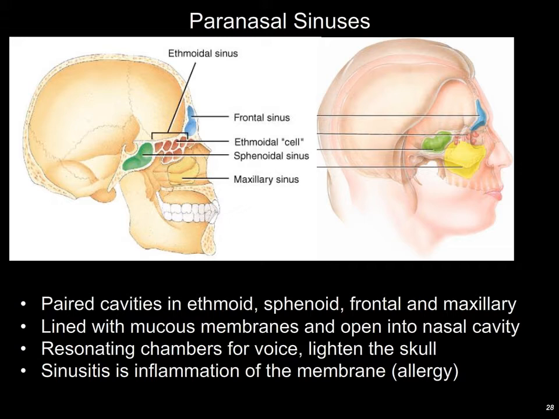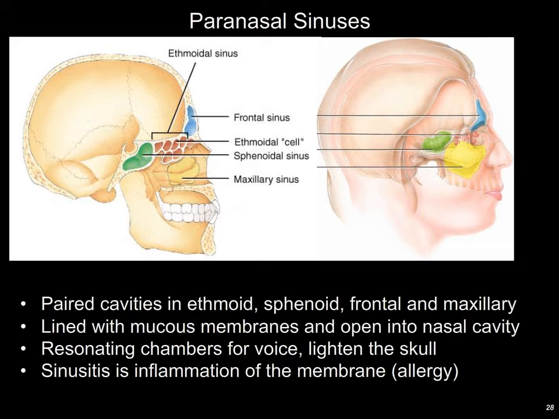Okay, before we leave the cranial and facial bones, we should briefly mention sinuses. Sinuses are basically hollow cavities within bone, and we find them within the ethmoid bone, the sphenoid bone, frontal bone, and also maxillary bones. And so these are cavities that are lined with mucous membranes and open into the nasal cavity. And these sinuses basically serve two purposes. One is they help to lighten the skull, that is, make it less heavy. The other thing is they serve as resonating chambers for the voice. That is, they give the voice its particular timbre and pitch that we normally have.